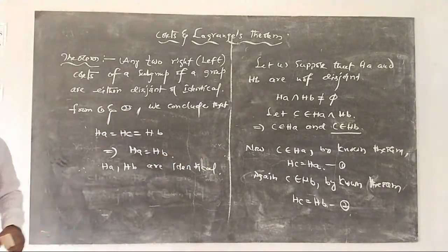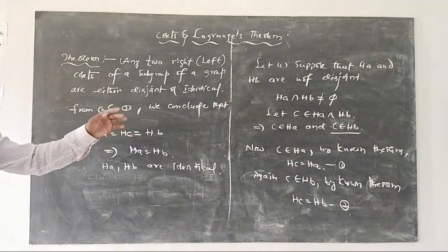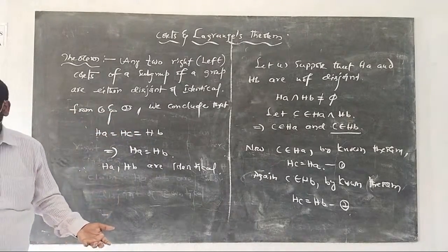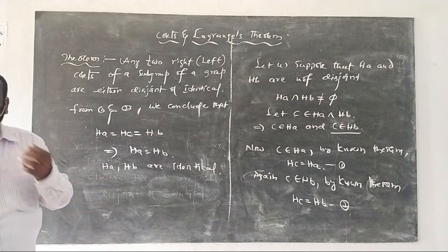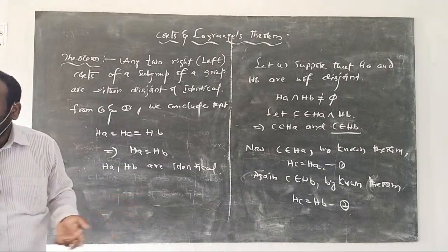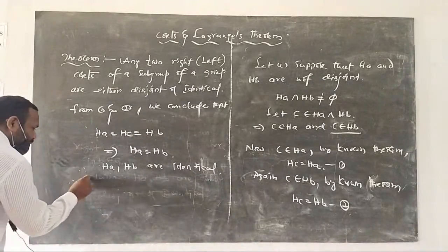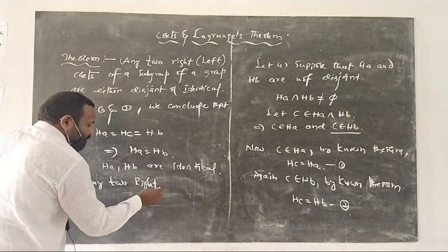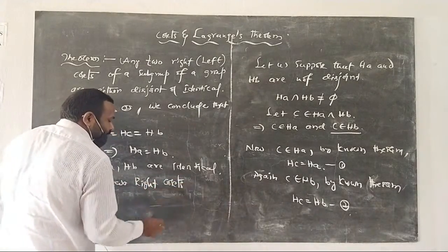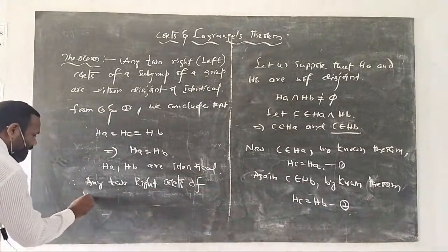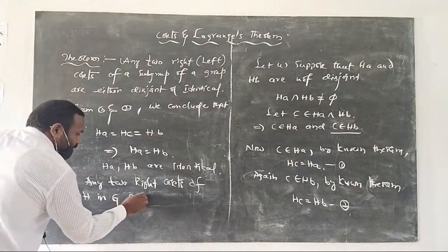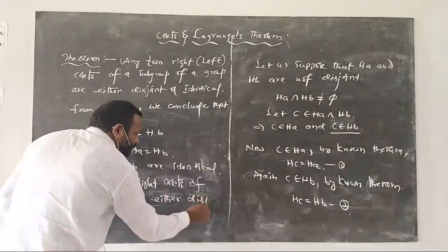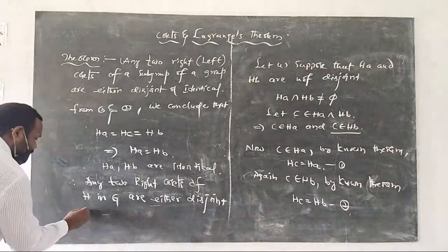Now we generalize. We started with two right cosets, particularly HA and HB, but you can take any two right cosets, and then they are disjoint or identical. Therefore, any two right cosets of H in G are either disjoint or identical.